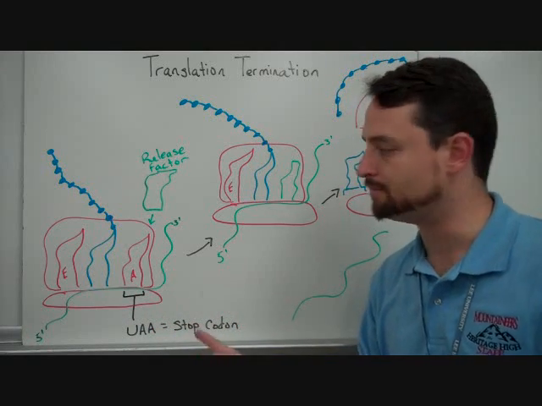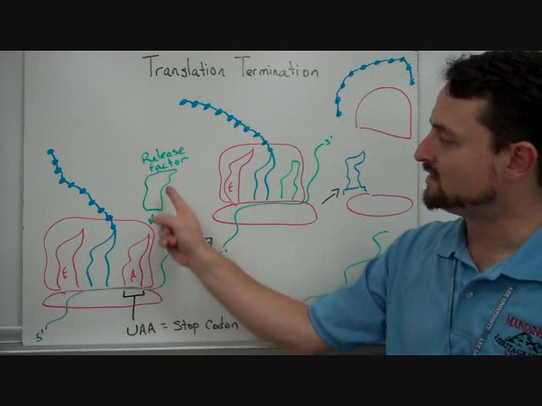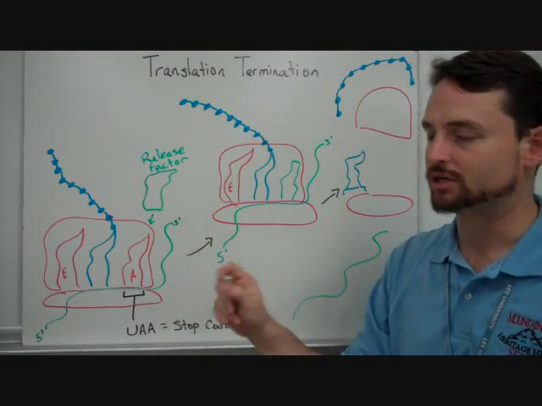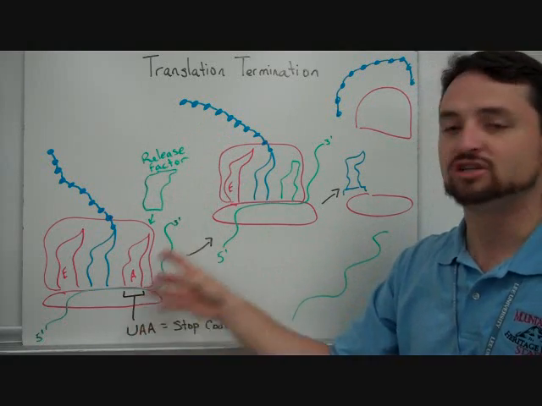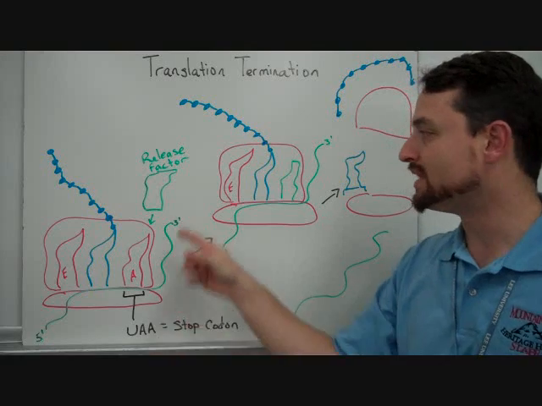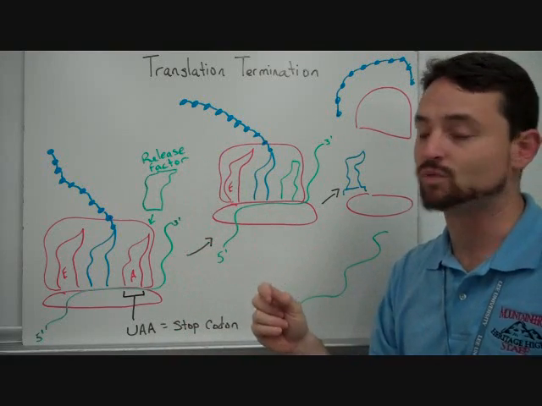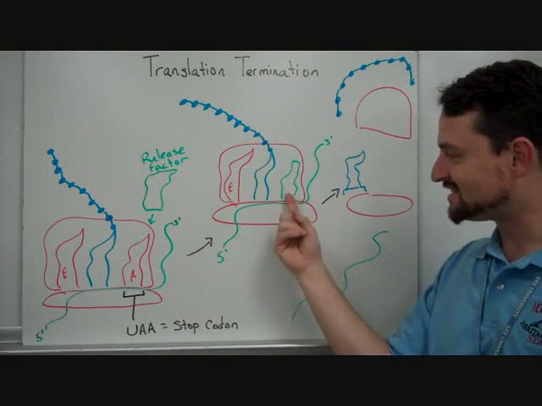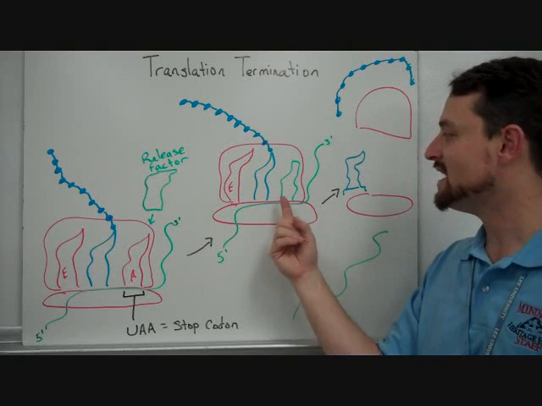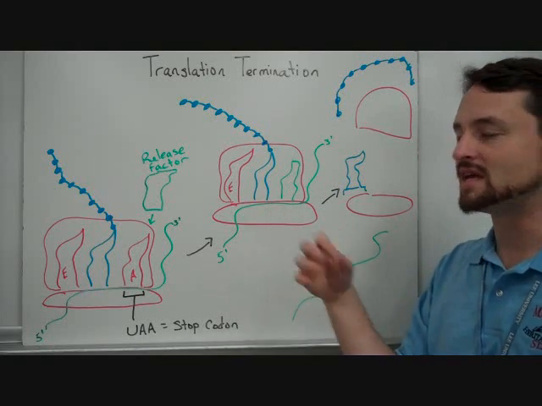That's a stop codon. So that will bind to a release factor. It sits in that spot just like the tRNA did, but it does not carry an amino acid with it. So as that sits in that A site, that signals for everything to break apart.